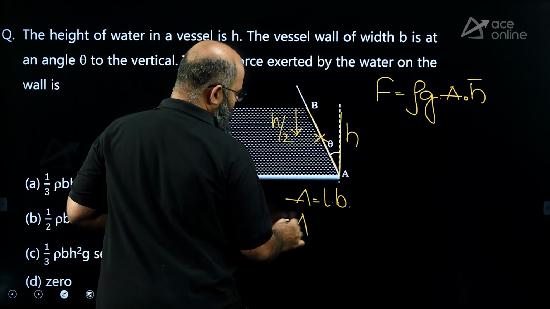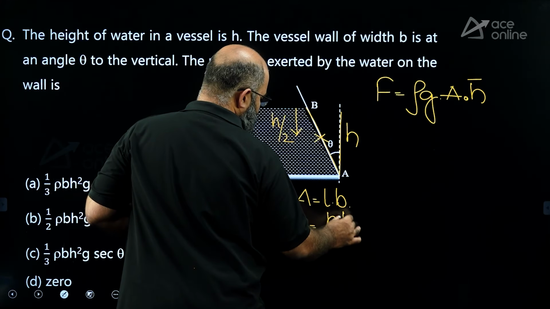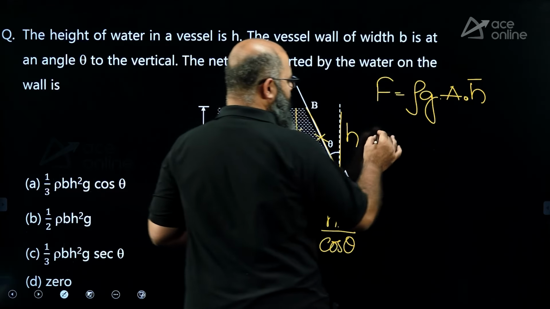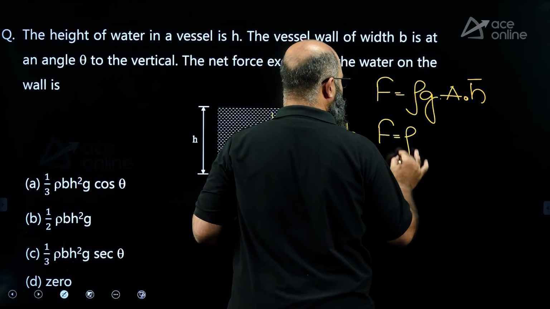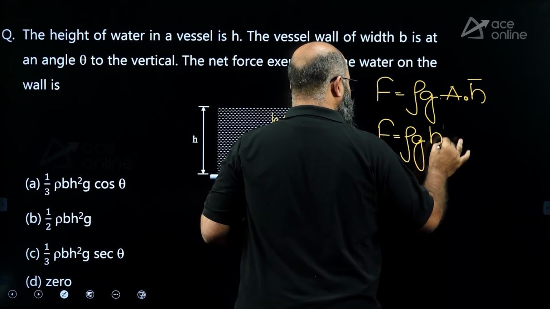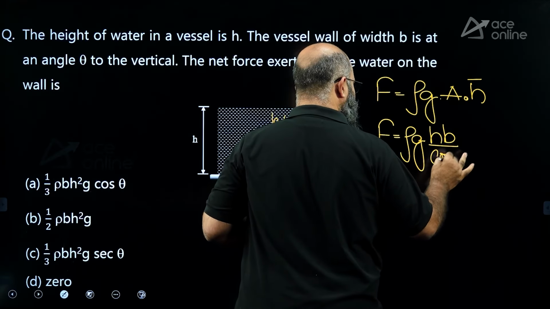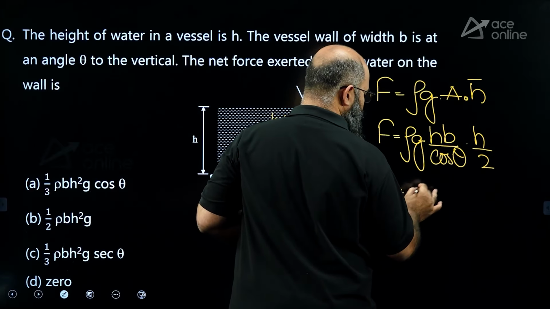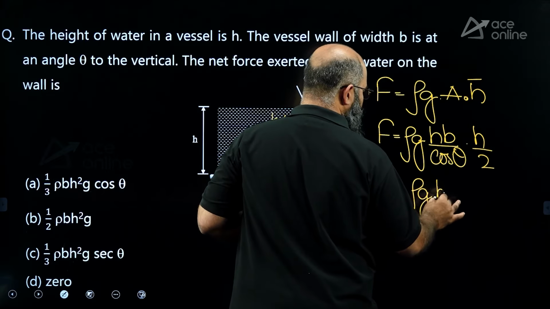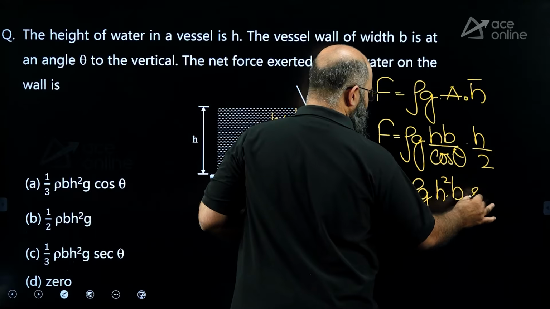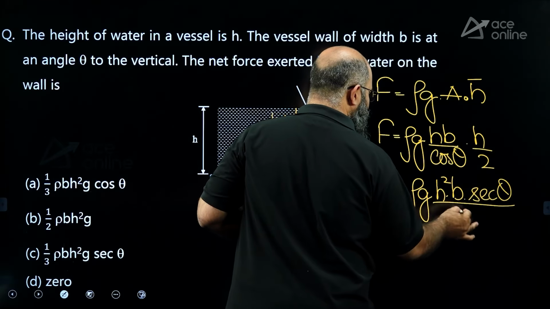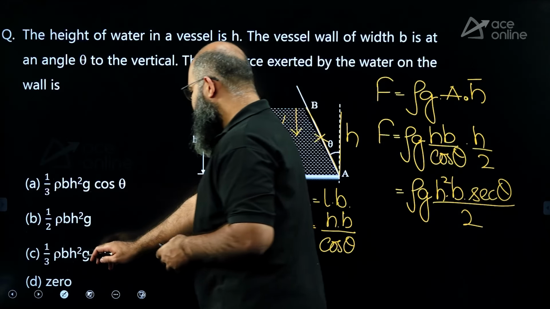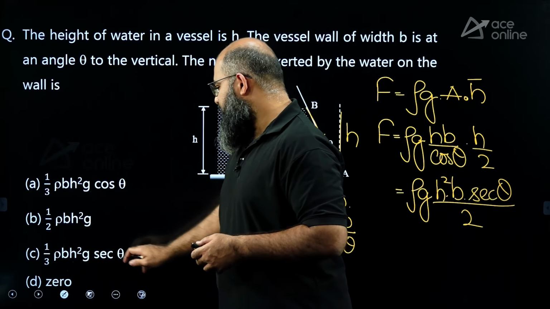So area is equal to HB divided by cos theta. So from here I can say the value of force is equal to rho g multiplied by HB divided by cos theta multiplied by H by 2, that is equal to rho g multiplied by h square b into secant theta divided by 2.